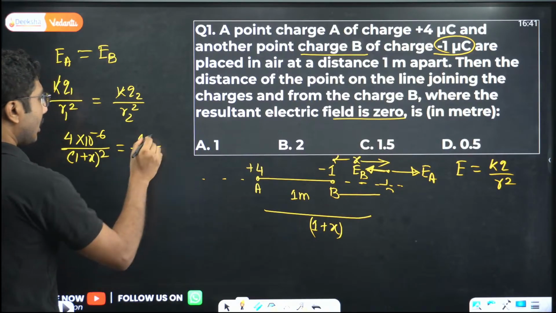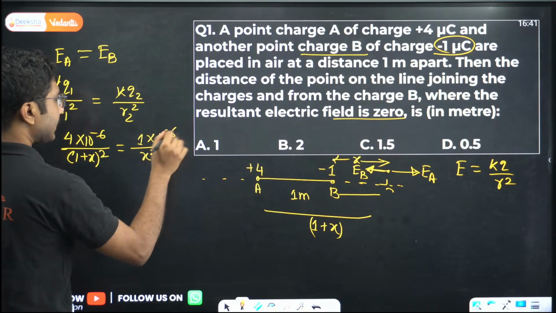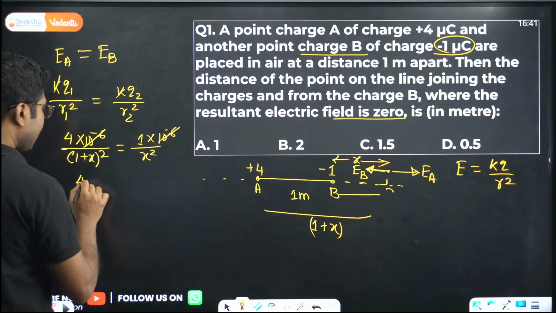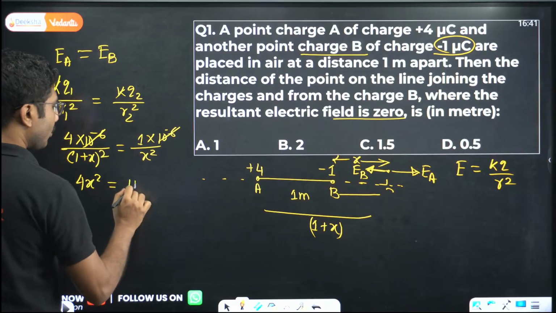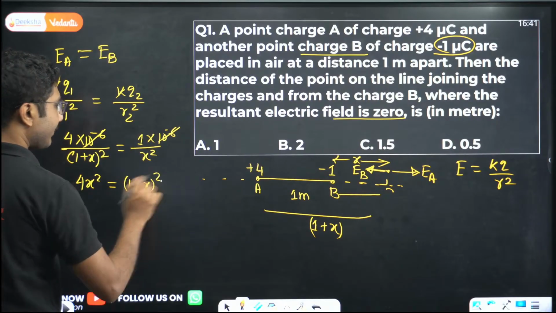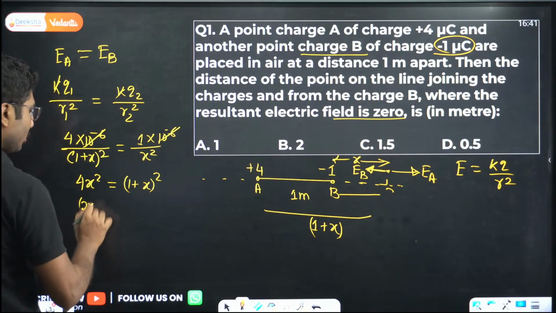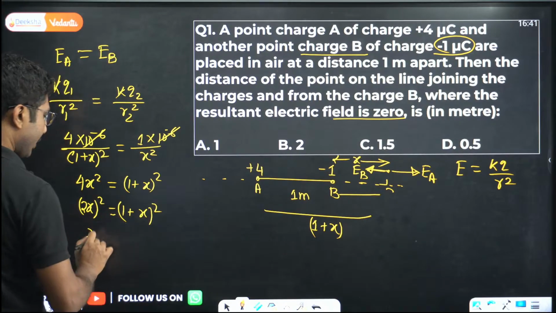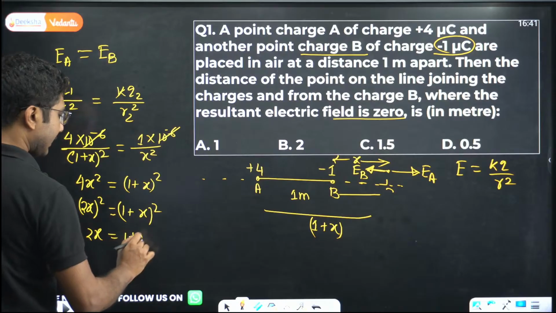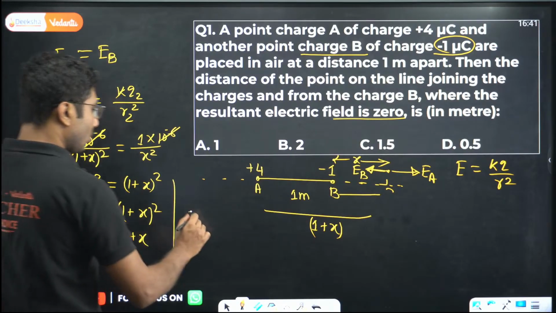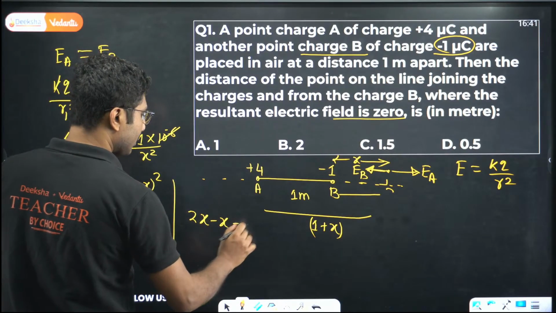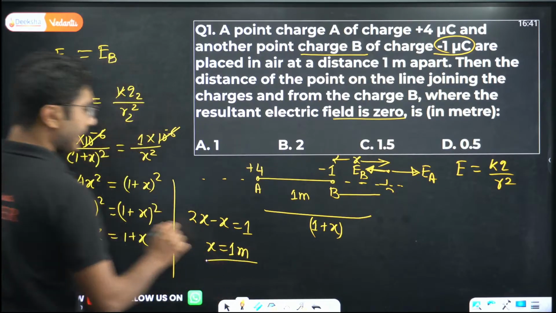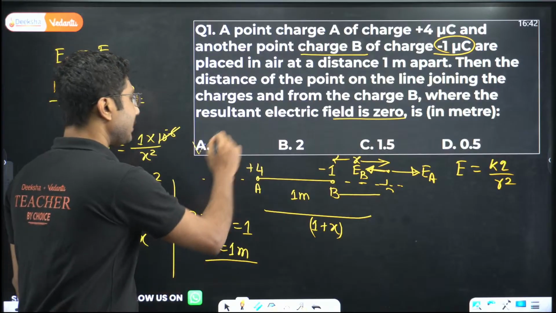Now 1 microcoulomb means 10 to the power of -6, so the 10 to the power of -6 terms cancel. Now we do the cross multiplication: 4x square equals 1 plus x whole square. Now it is a very simple, easy equation. 2x whole square equals 1 plus x whole square, or 2x equals 1 plus x, or 2x minus x equals 1, so x equals 1 meter. So the correct answer for this question is 1 meter.